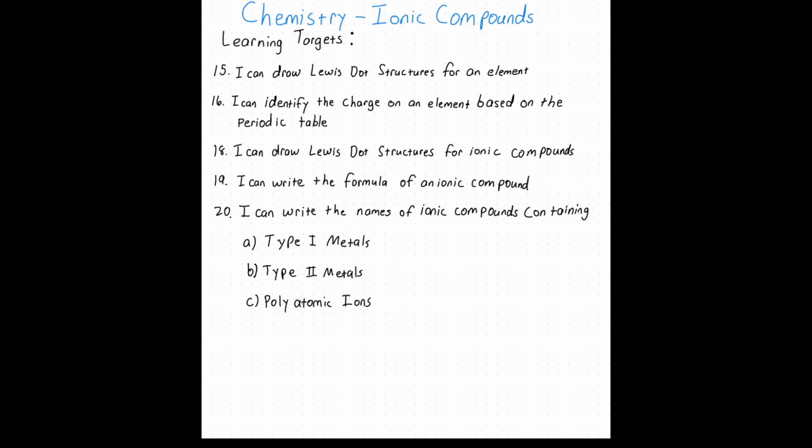Next video is going to be about how to deal with learning target number 19, where you can write a formula for an ionic compound, as well as learning target number 20. When it comes to learning target number 20, it gets kind of weird because, again, we do have these type 1 metals and these type 2 metals, and then we also have polyatomic ions, or PAIs. Each one of these is going to have a different naming convention to it.